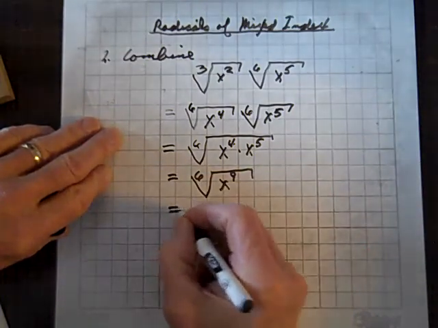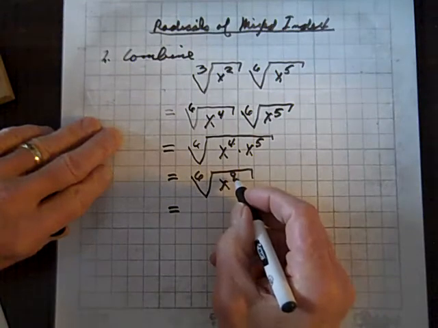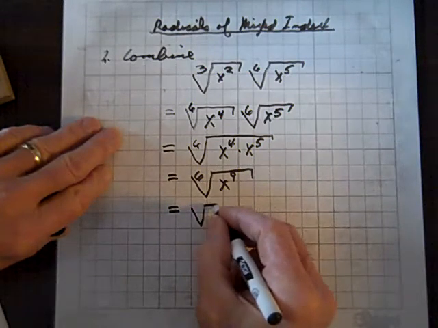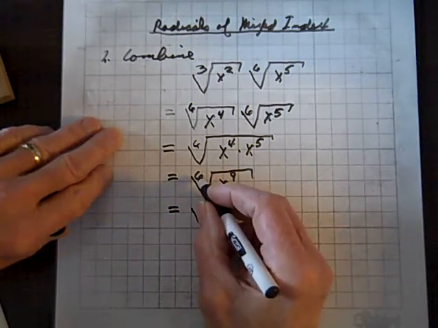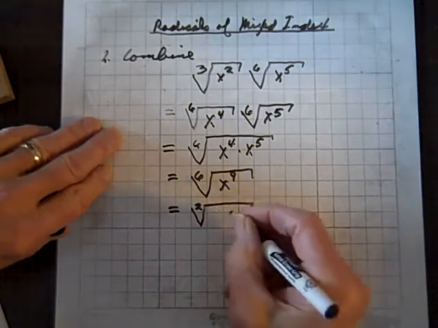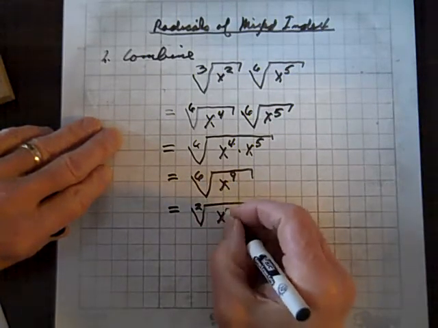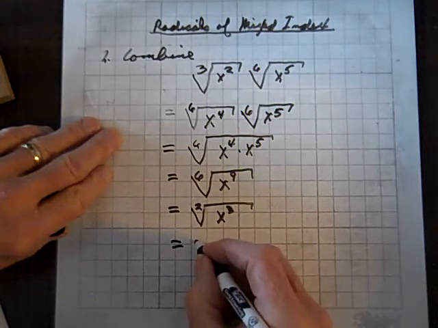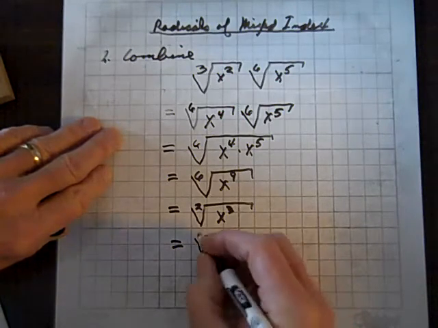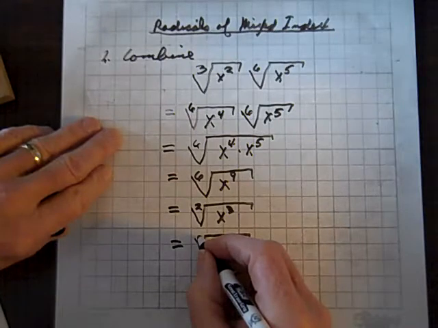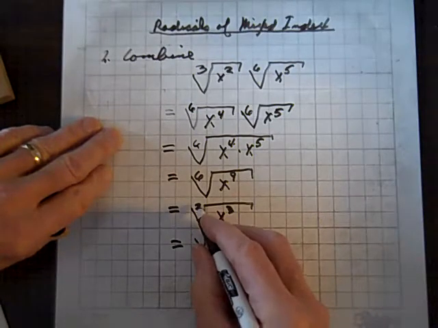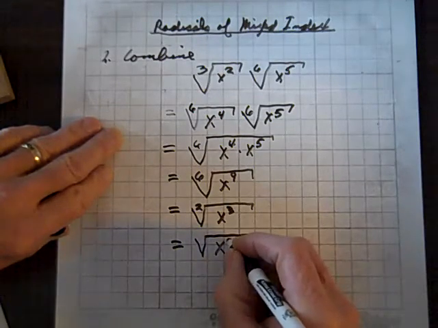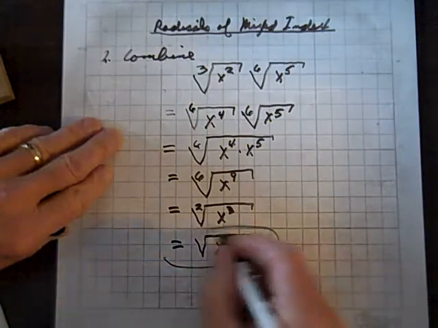And now, 6 and 3 have a common factor, which is 3, so we'll divide. 6 by 3 is 2, and 9 divided by 3 is 3. Of course, we don't leave a 2 there because it's understood that without anything there, that means the square root of, so we don't need the value 2 there. The value 2 is understood, and that's going to be x cubed, and we're done.